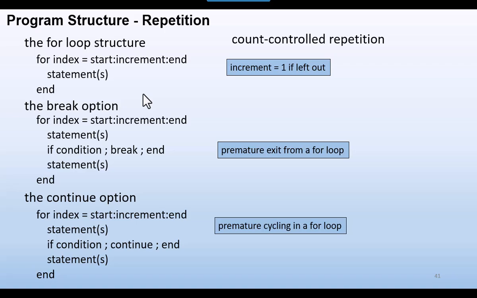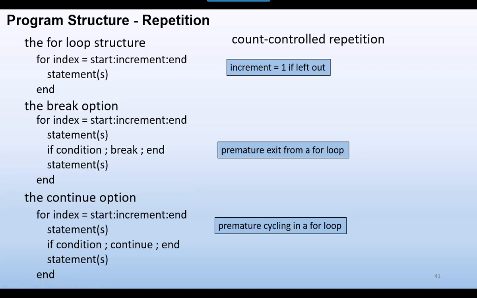And then we can make modifications to this structure when called for. And the first is called the break option, where we want to get out of the for loop if a condition we're testing becomes true. So we can insert a statement that says if condition, that would be a logical condition that would evaluate to true or false, then break. So if it's break, it's going to continue after the end statement. If it's not true, it's just going to continue the loop. And we'll show you examples of these.